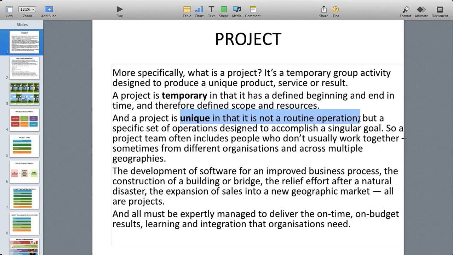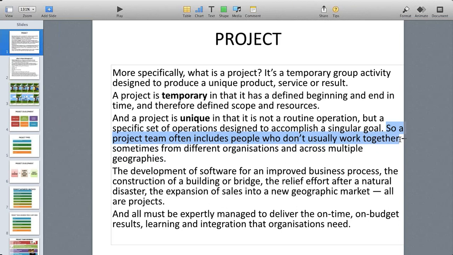That is not a routine operation. What is the difference between an operation and a project? Operation is something we do every day repeatedly, again and again, the same thing. Whereas in a project, if you do something today, tomorrow you don't do it again. I mean, today if you do ABC, tomorrow you do DEF. So it's a continuous improvement. You try to finish the task.